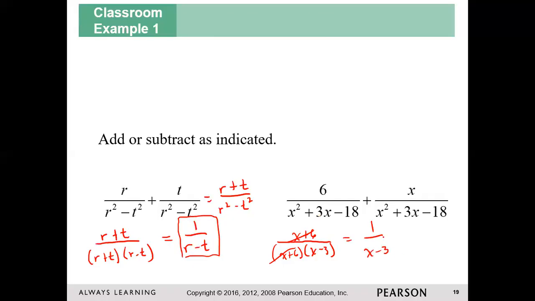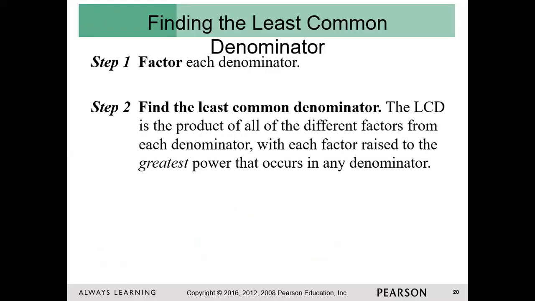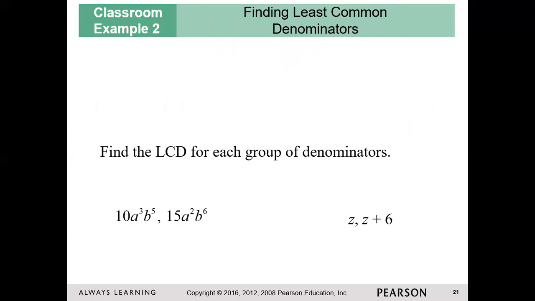We're done. All right, so finding the LCD. This is where all the magic happens. So finding the LCD, we're going to factor the denominator as much as possible, okay? We're going to find the least common denominator as the product of all the different factors from each denominator, with each factor raised to the greatest power that it occurs in any denominator. So the largest number of times that it shows up is going to be part of the LCD, okay?